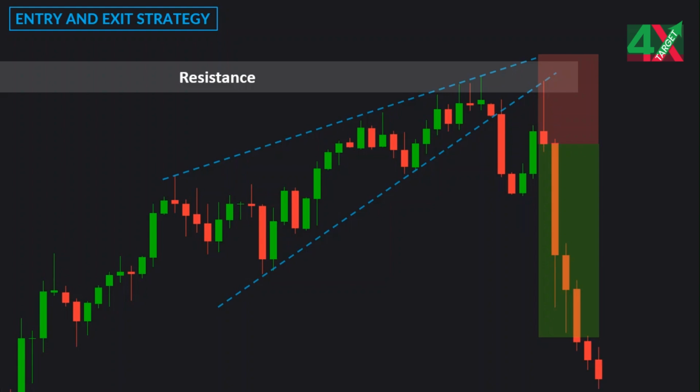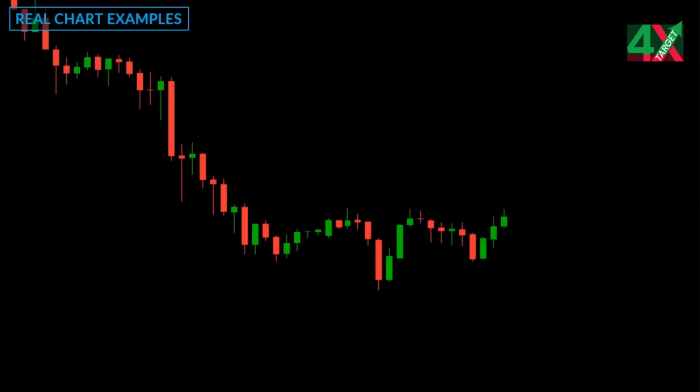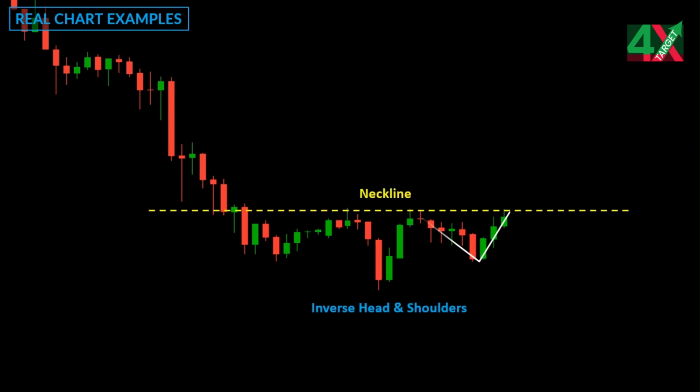Let's now take a look at how these trend reversal patterns play out on real charts. Here, the market is clearly in a downtrend, creating a series of lower lows. An inverse head and shoulders pattern formed at the bottom, a key signal of potential reversal. The neckline is broken with strong bullish momentum, confirming the pattern.